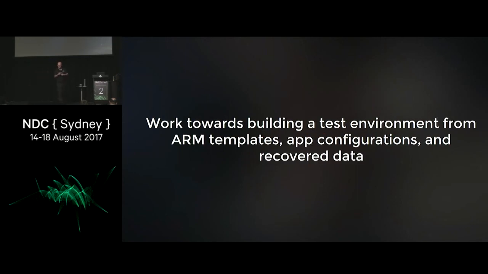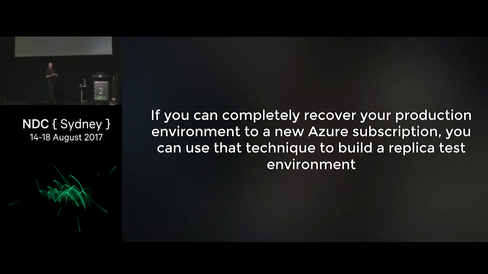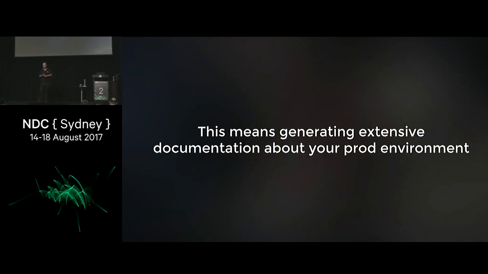Work towards building a test environment from ARM templates, app configurations, and recovered data so that you can actually spin that up and you can get to the point where you could automatically deploy that environment. If you can completely recover your production environment to a new subscription, you can use that technique to build a replica for test. It means generating extensive documentation about your environment.